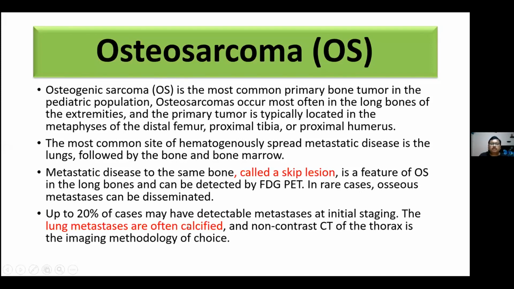The lung mets are often calcified. This is a unique feature of OS, which I will show in one of the imaging studies I have done. Generally, when we see calcified nodules in the lung, we say it is sequelae of old inflammatory or infective etiology. But in children we will not have those old etiologies, so when we see calcified metastasis in the lung, we are very sure it is because of osteosarcoma. Non-contrast CT of the thorax is the imaging modality of choice to see these calcified lesions.